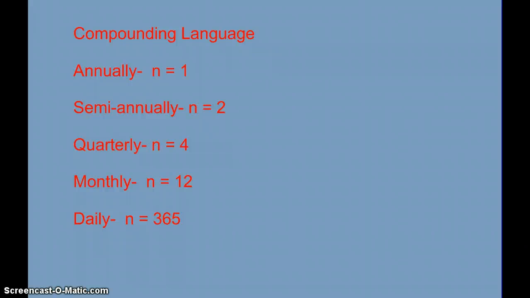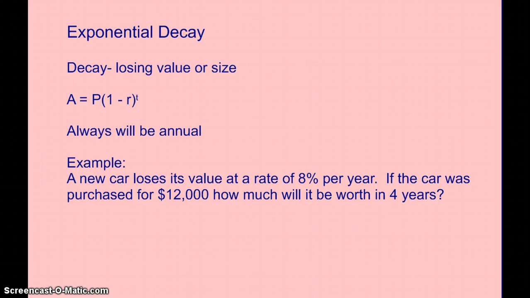Semi-annually refers to twice a year. Quarterly is 4 times a year. Monthly, 12 times a year. And daily, we'll use 365 days a year. It's technically 365 and a quarter, but we'll simplify and say it's not a leap year and use 365 days in a year. The other topic we're going to cover today beyond compound interest is going to be exponential decay.